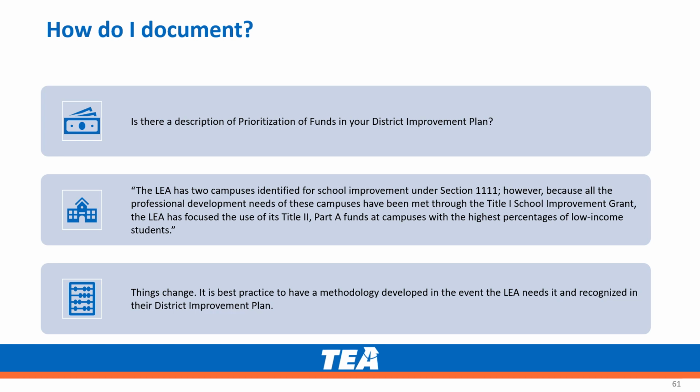When considering how to document, reflect if there is a description of prioritization of funds in your district improvement plan. An example of this is the LEA has two campuses identified for school improvement under Section 1111. However, because all the professional development needs of these campuses have been met through the Title I School Improvement Grant, the LEA has focused the use of Title II Part A funds at campuses with the highest percentages of low-income students. Please remember that things change. It is best practice to have a methodology developed in the event the LEA needs it and recognized in their district improvement plan.